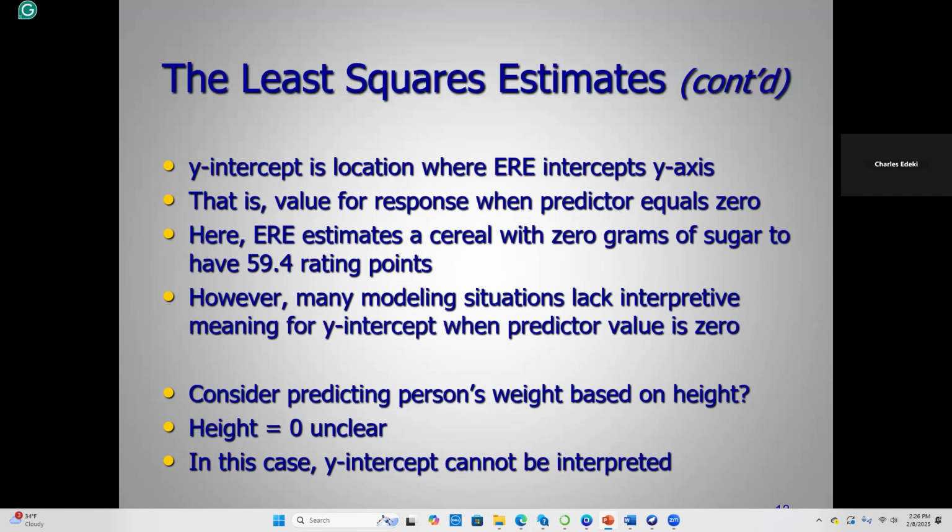That's what they said. Consider predicting a person's weight based on height. But if you say the height is 0, that is unclear. Even for a newborn baby, if you have some weight, you must have some height. Unless your weight is 0, then your height most likely will be 0 also. So in this case, the y-intercept cannot be interpreted.